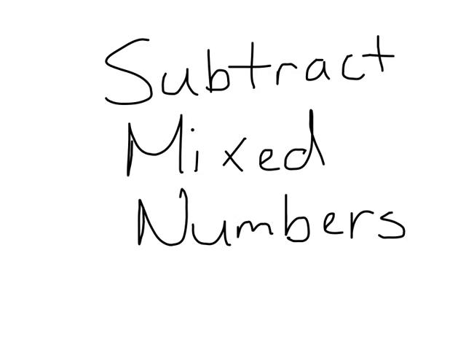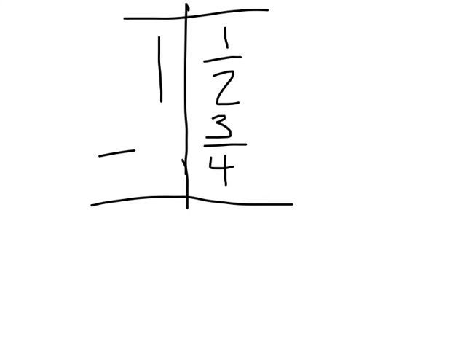Today we're going to continue to talk about subtracting mixed numbers with borrowing. Let's get started with a problem. Last week we did this when all our fractions had the same denominator. Today we're going to subtract mixed numbers with borrowing when not all of our fractions have the same denominator. Let's jump right in to 1 1/2 minus 3/4.